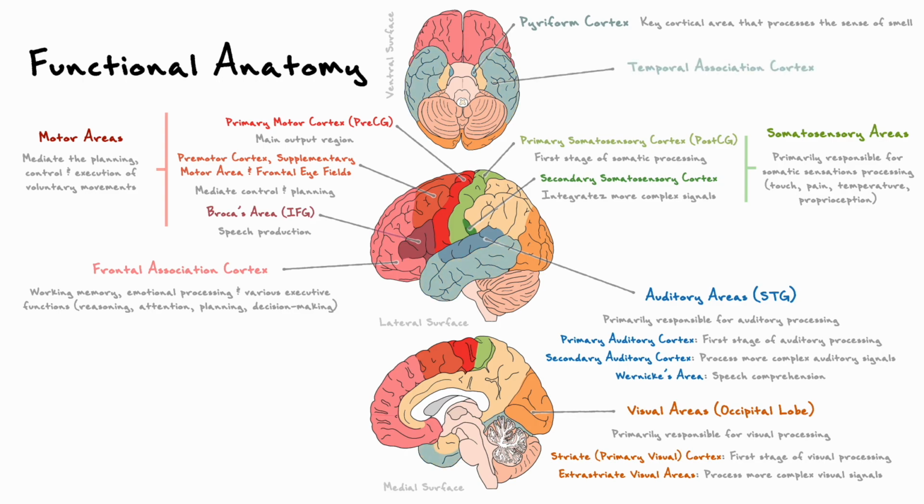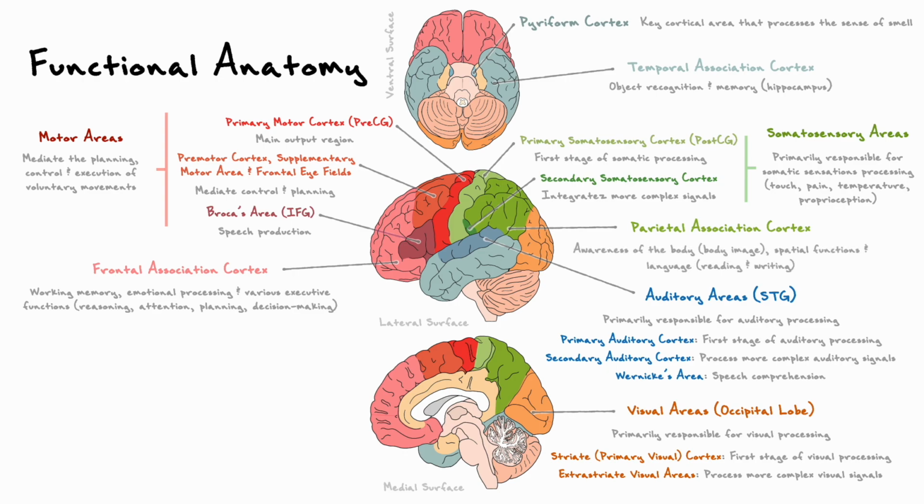In the temporal lobe, the temporal association cortex is primarily known for its ability to mediate object recognition and memory due to its close proximity to the hippocampus. In the parietal lobe, the parietal association cortex integrates from all the senses, and it is known to mediate our awareness of our bodies, many spatial functions, and also our ability to read and write language. Even with these descriptors, note that each association cortex mediates much more.